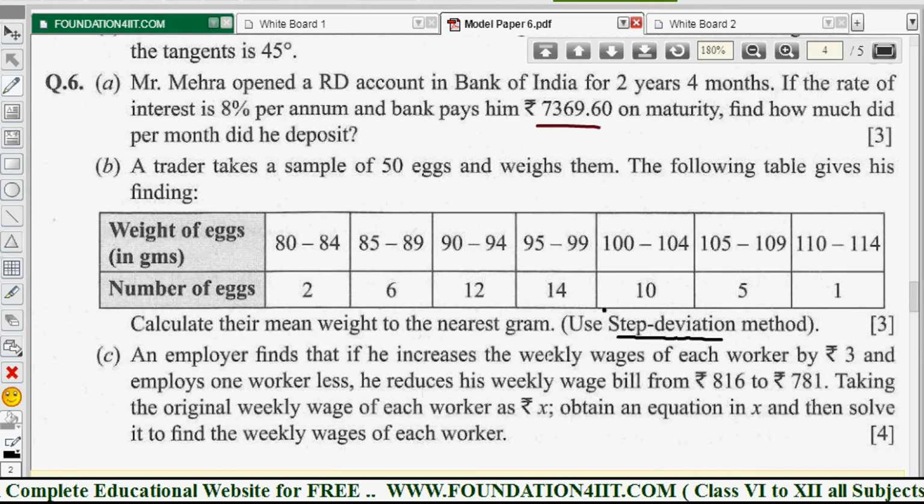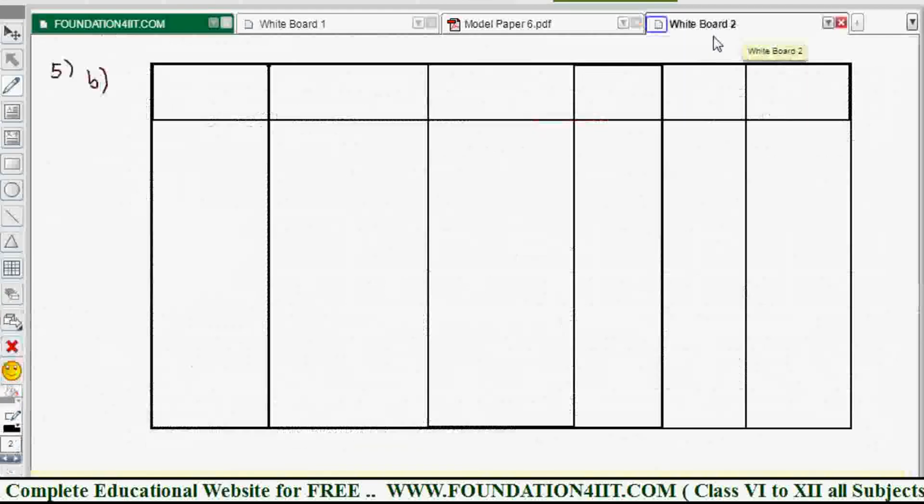So we need 5 columns, and this is given in inclusive case, 80 to 84 and 85 to 89. So upper limit and next lower limit is not same. This bound is not same. So we need to convert to exclusive case, exclusive class interval. Then we'll take the frequency using step deviation method. We need some 5 columns. So in this we should write the weight.